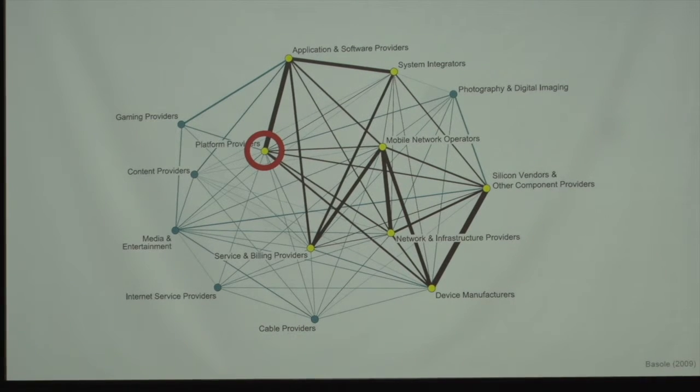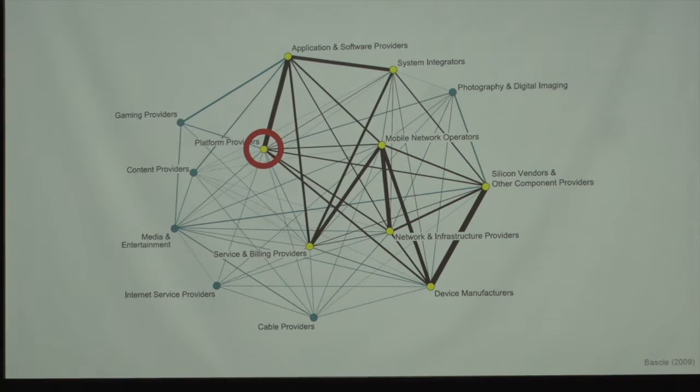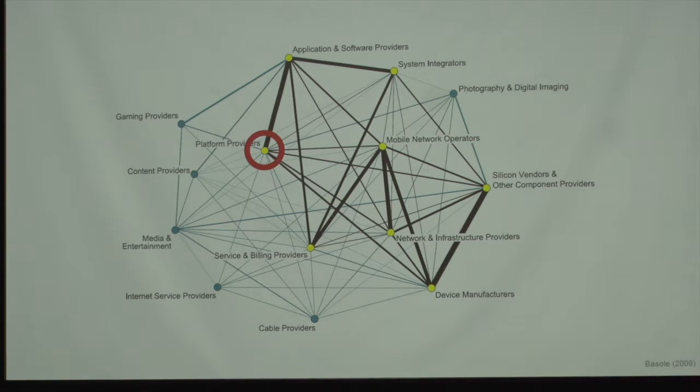So even in 2009, when the platform battle was heating up between Apple and Google and so on, we were able to derive from data already the importance of platform providers. We also confirmed that companies that were incumbents, like the network infrastructure providers, device manufacturers, and so on, had very close ties.